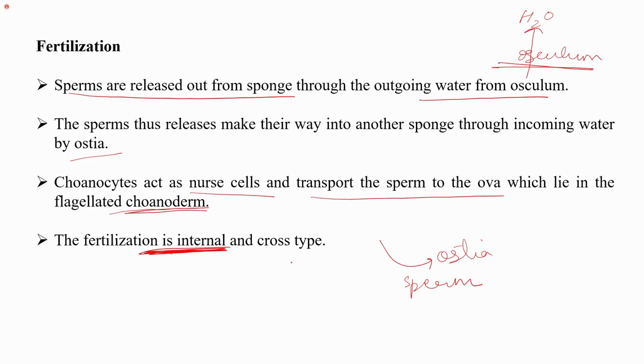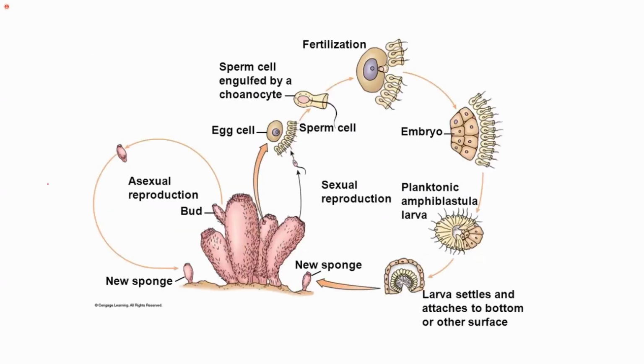This is important. Fertilization takes place within the body of the sponge, but it is cross type. That is, it is a cross fertilization, and the fertilization is internal. That is, the fertilization happens inside the body of the sponge. This is a figure. You can see there. Here, the asexual reproduction budding is being shown.